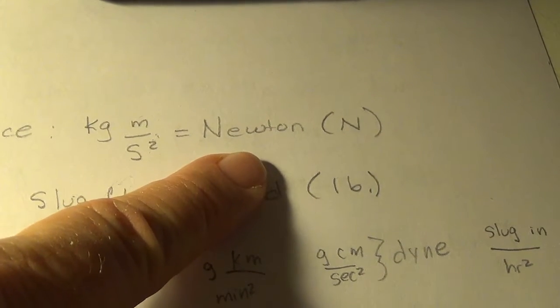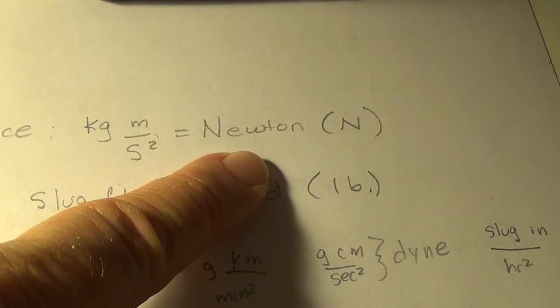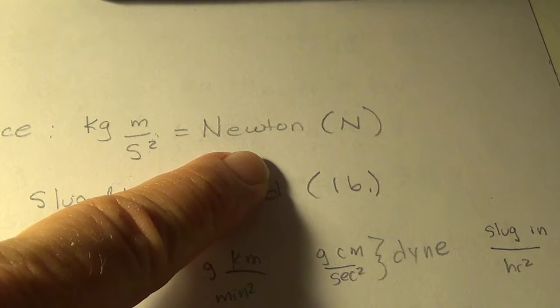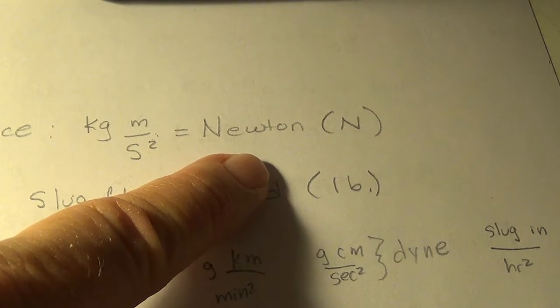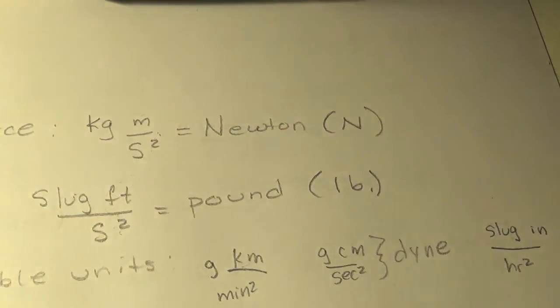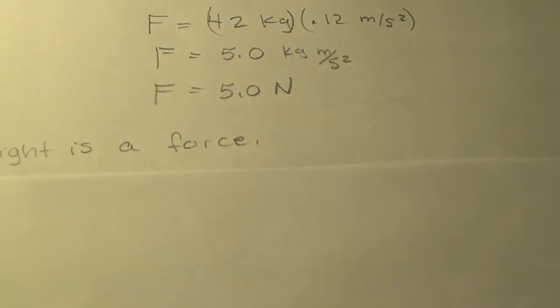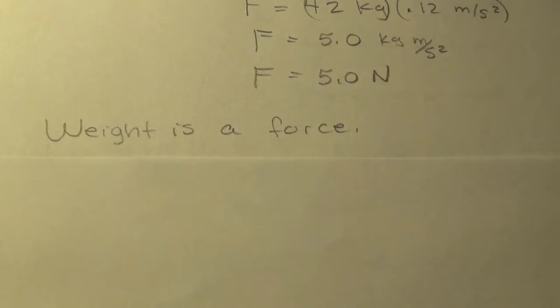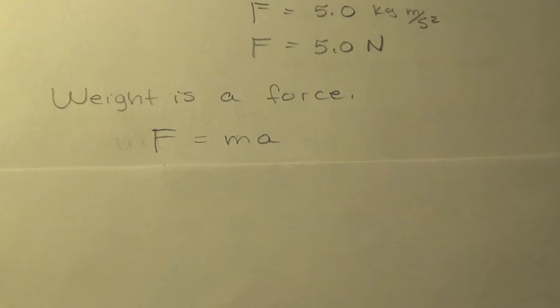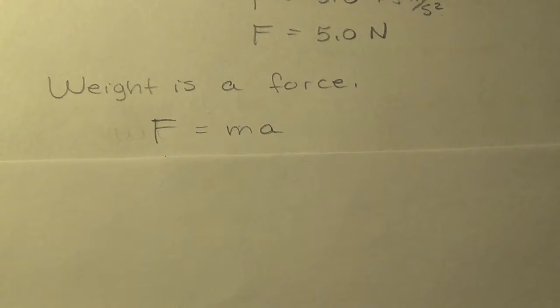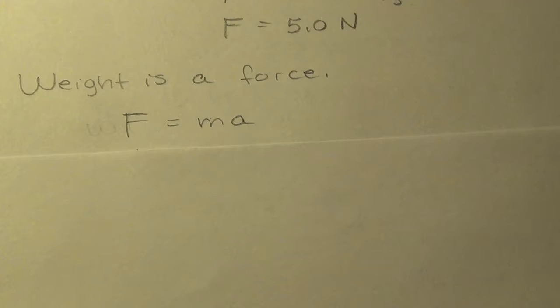Newton is not our common way of describing weight, but Newton is also a force. A weight, these both can be considered as weights. So weight is a force. So when I'm talking about the one force being weight, F equals ma, I can rewrite that.